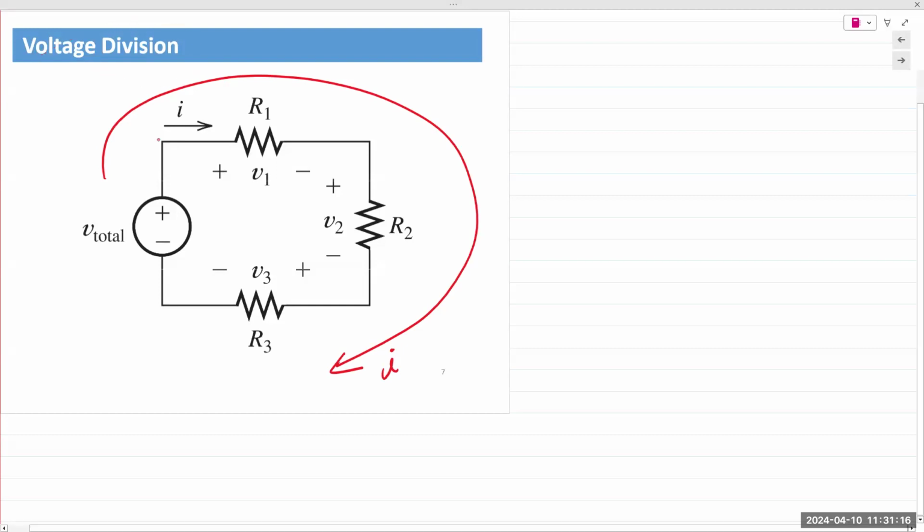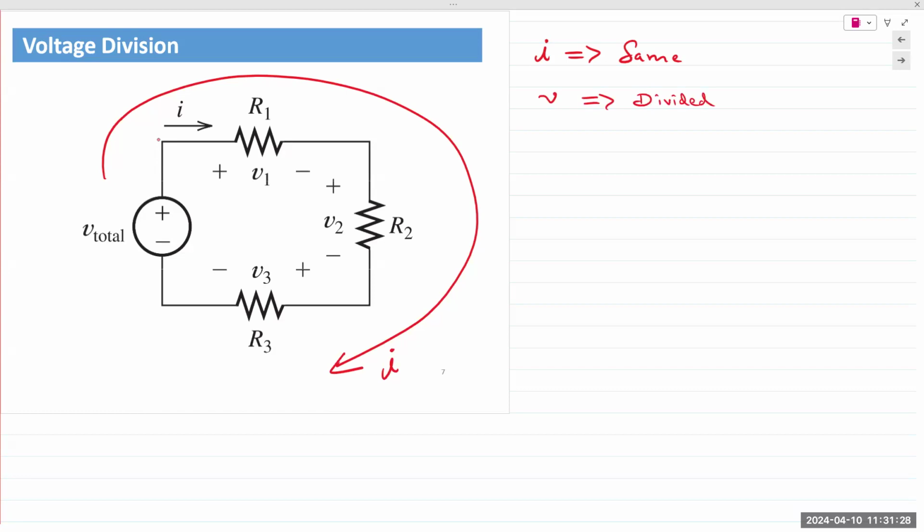It gets divided. So I is the same in a series circuit, whereas voltage gets divided. There's a short derivation. I will show the derivation, but that is not something that I will ask you. You have to remember, all of these are tools in your toolbox. You as an engineer decide which tools you wish to use to solve a circuit.